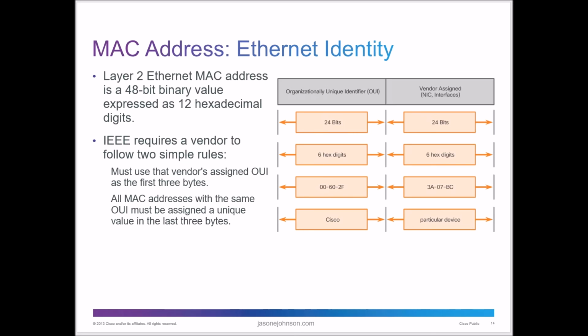So when we look at our hexadecimal MAC address, it's broken down into 2 parts. You have your organizational unique identifier, or OUI. Those are given to the manufacturers of the NICs, the network interface cards. Anybody that's going to manufacture as a vendor goes to the IEEE and gets an OUI number, and that's the first 3 bytes. It must be the vendor's assigned OUI, as assigned by the IEEE, and then all the MAC addresses with the same OUI must assign a unique value in the last 3 bytes.